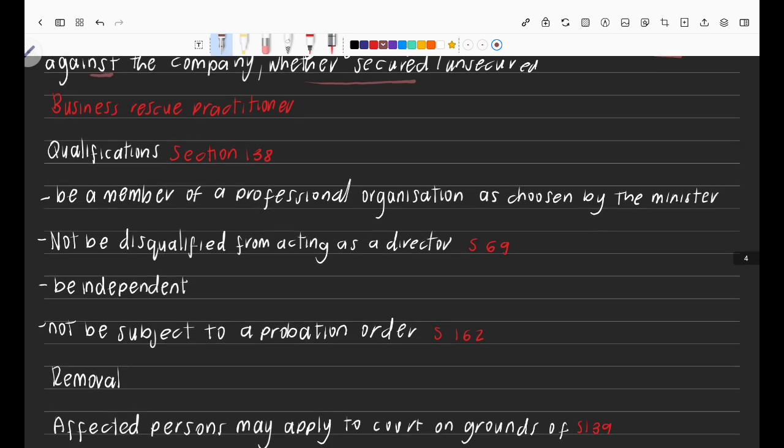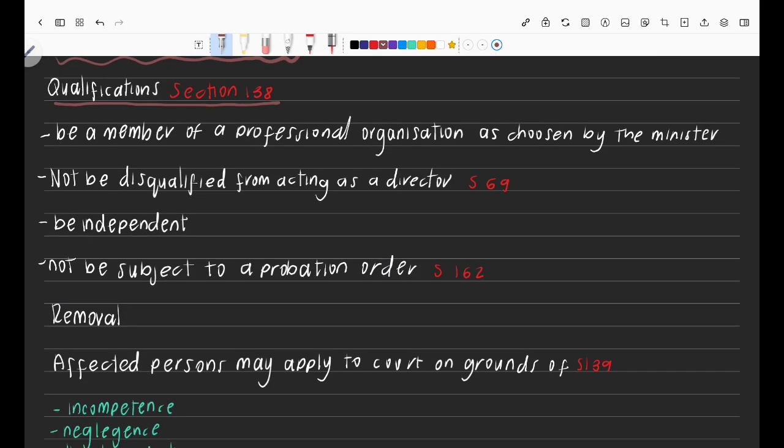Right. And then let's talk about the business rescue practitioner. We talked about section 138 and their qualifications. What qualifications are we talking about? What requirements? Right. The first requirement is that this practitioner must be a member of the professional organization as chosen by the minister. So they must fall under some profession, just like how chartered accountants fall under SAICA, right? This practitioner must fall under some professional organization.